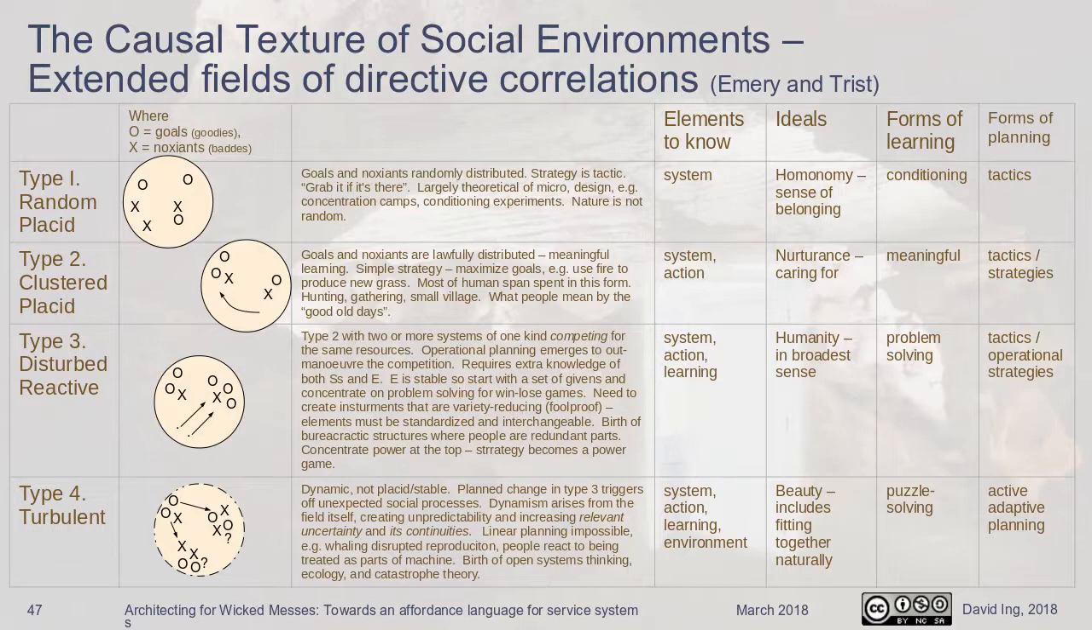The second one, clustered placid. What happens now is that you have food, but it's in little clumps. And so when you run out of food, you move. Simple rule. Before it was food is everywhere, now you have food, you move. Disturbed reactive, now you've got competition. So you have food in clumps and you have multiple critters. So what's the rule? Move for food. If there's someone there, go somewhere else because there's enough food.